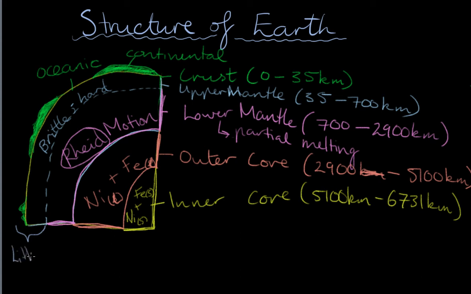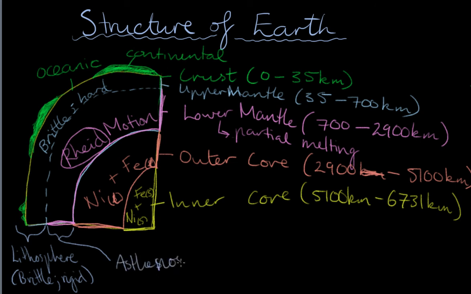Now, just like the crust and upper mantle, it is brittle and rigid. Now, the lower mantle, however, is what we call the asthenosphere. The asthenosphere is quite plastic, so it doesn't have as much of the strength of the lithosphere, the crust and the upper mantle.